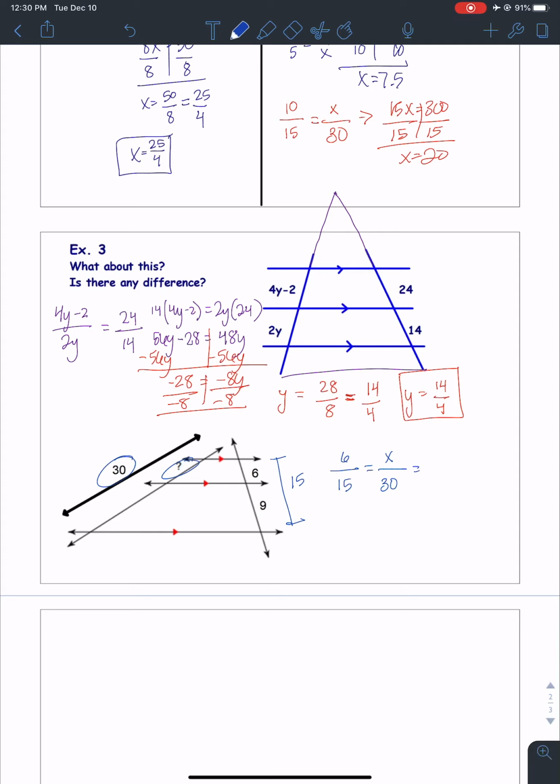So I get 15x equals 6 times 30, which is 180. And then I'm going to divide by 15, and I might have to do some long division here. 180, 15 goes in once. I'm left with 3, so 30, so 12. So our missing piece here is 12.